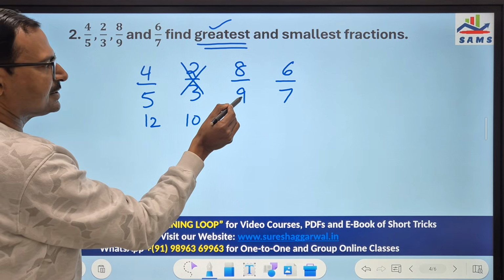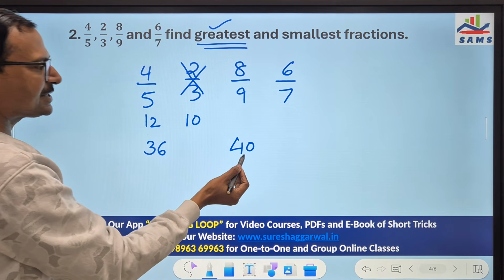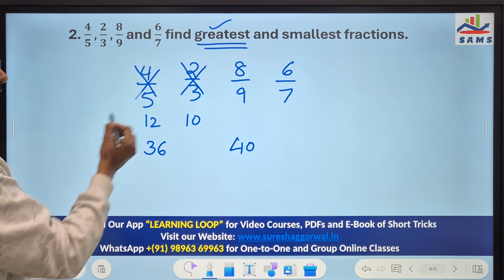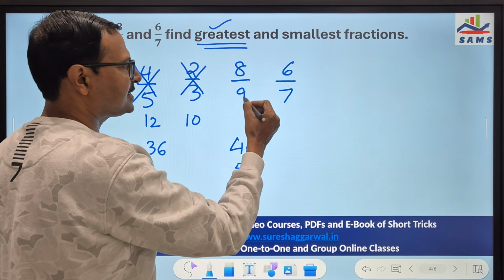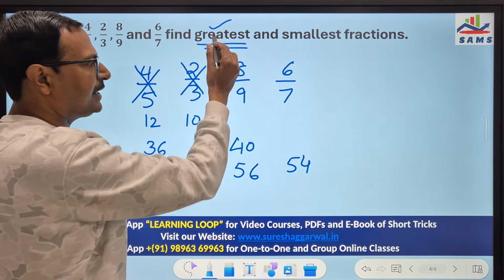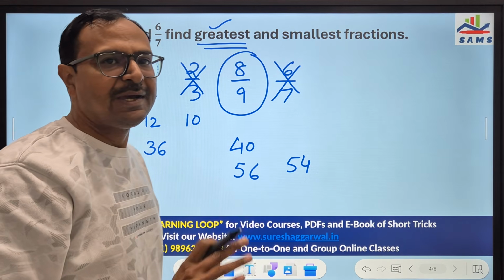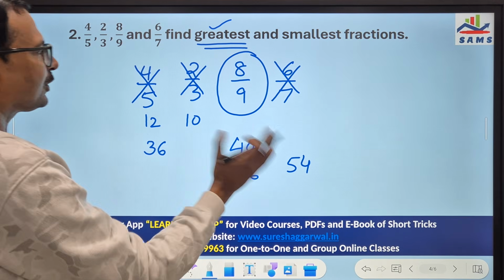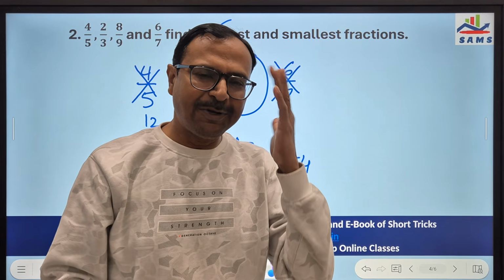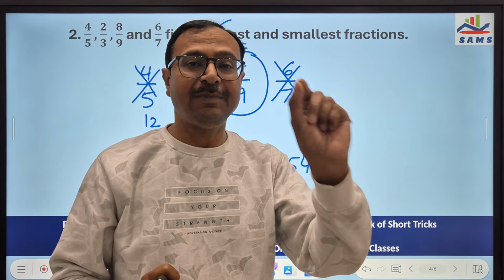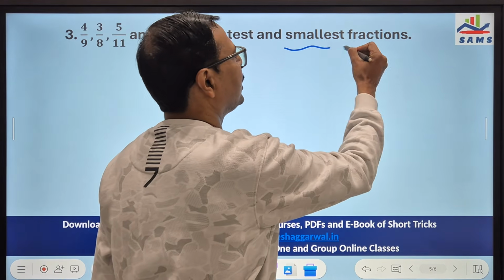Now use this and this. 4 9s are 36, 8 5s are 40. 40 is greater, so the smaller one is eliminated. Compare these two. 8 7s are 56, 9 6s are 54. I want the greatest, so the smaller one, 54, is eliminated, and you have the answer. The greatest is 8 by 9. So how much time do you think you are going to take to solve this question? I think observation is what is required, and a little bit of mental maths in terms of your mental multiplication skill, right? So let's see another one in which I'll be finding the smallest one now.